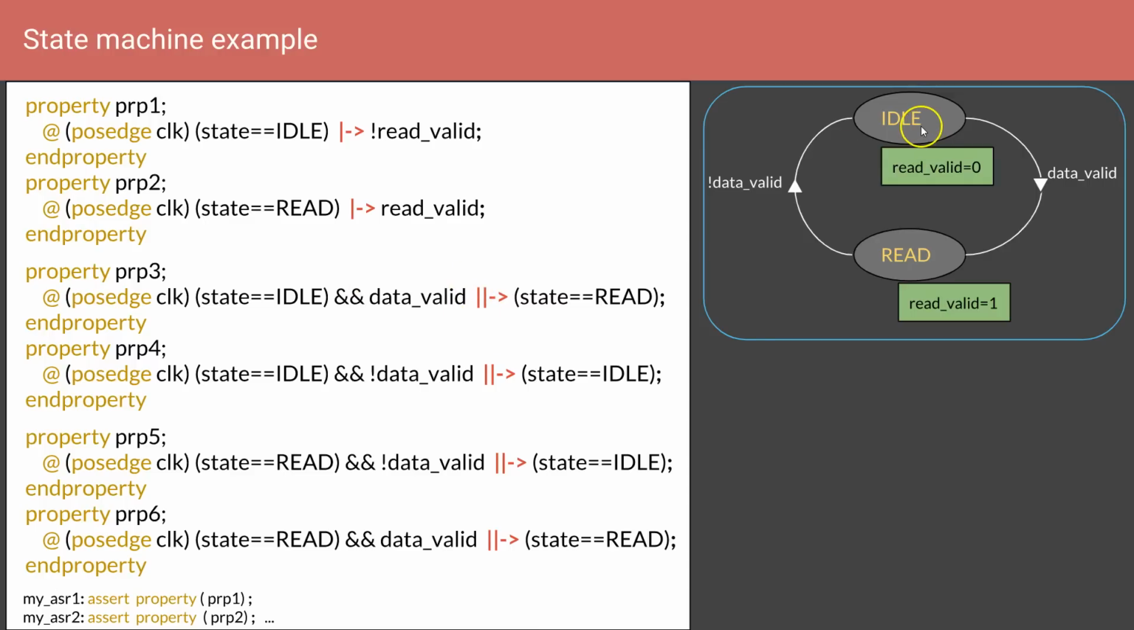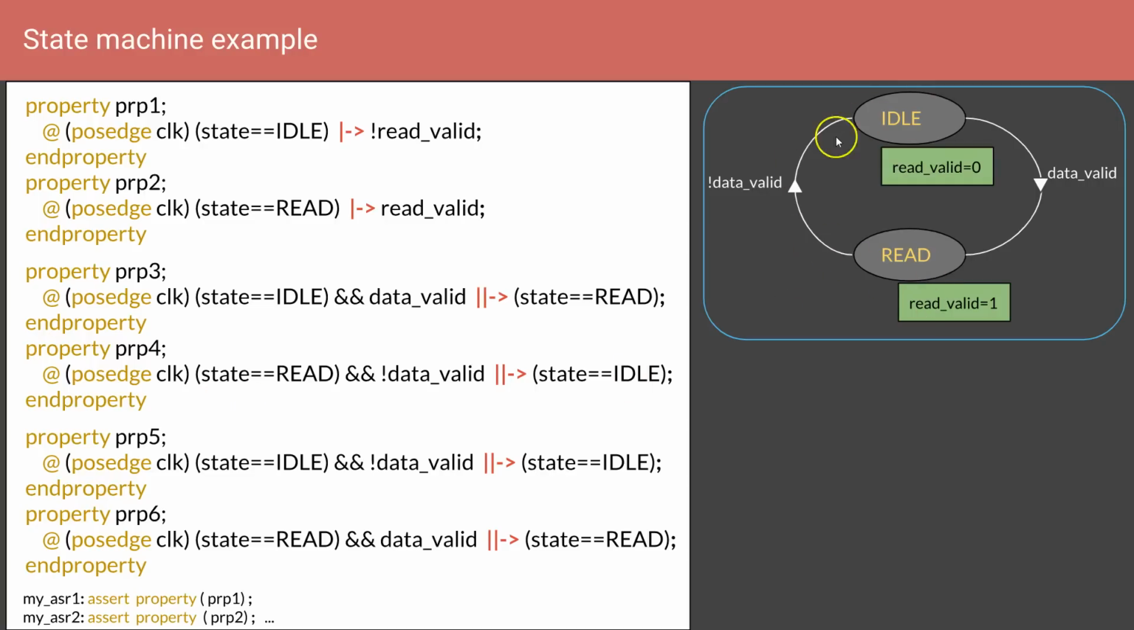Whenever the state machine is in idle and data valid is asserted, the state should go from idle to read. So it is written as: at the positive clock edge, if state is equal to idle and data valid, then in the next cycle, the state should be equal to read. In the same way, if the state is read and data valid is going low, in the next cycle the state should go to idle, which is written in this statement covering this transition.